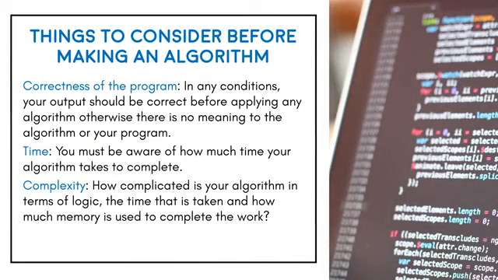According to eduba.com, in technical terms, if we talk about any programming language without any algorithm, it's not possible to write any effective logic. Before writing any logic in a programming language, here are the things we should consider. The correctness of the program. In any conditions, your output should be considered before applying any algorithm. Make sure your output is 100% correct, otherwise, there is no meaning of algorithm or your program.